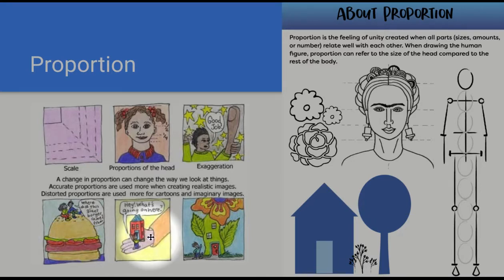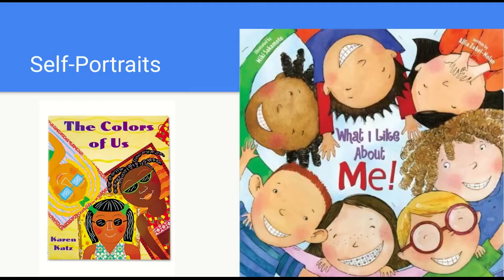Here's some more proportion. Hey, what's going on here? A person sitting in someone's hand with their house. And then a giant flower with a teeny tiny person. So those are all examples of how proportion can really change how a picture looks. It can make it look more realistic, like what we're doing today, or kind of silly cartoon imaginary pictures.